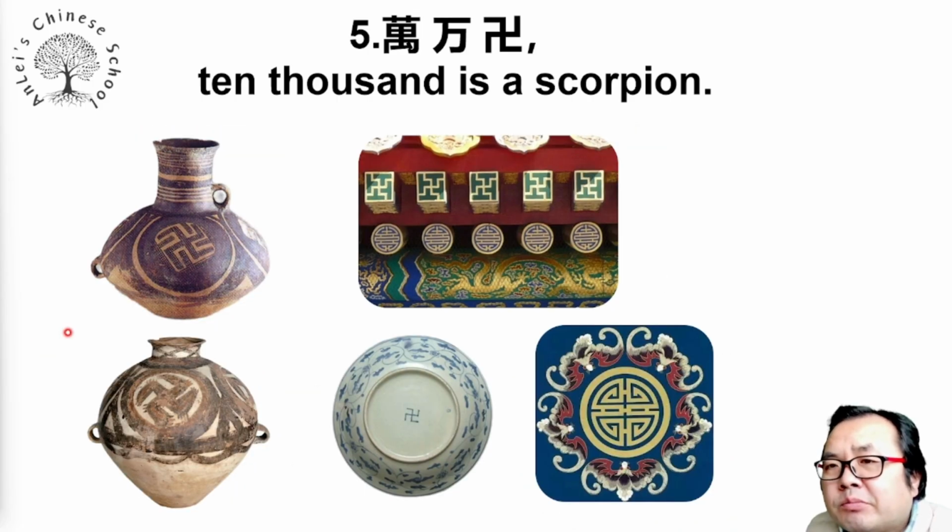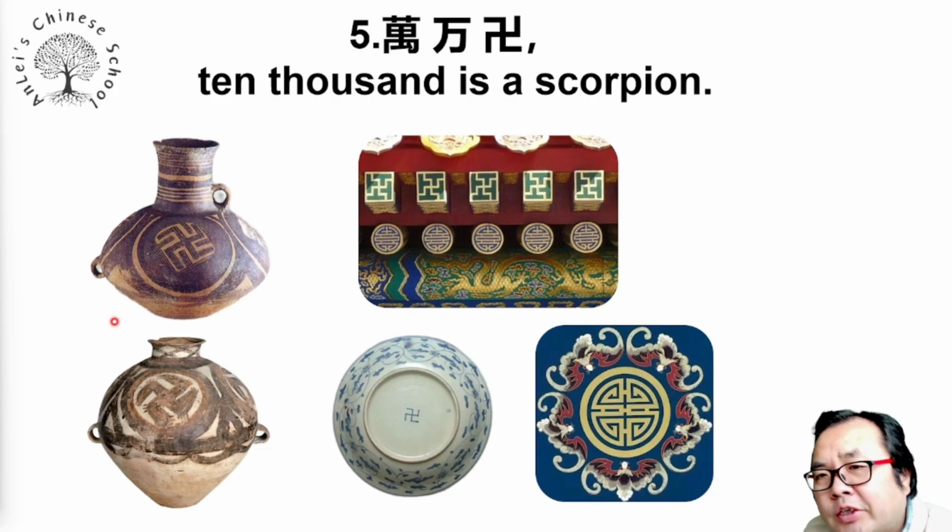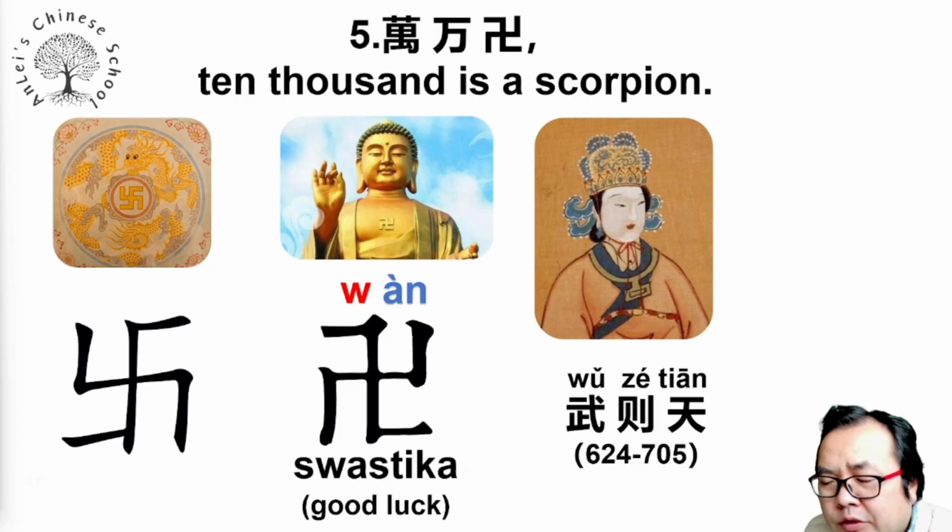Chinese characters are symbols. We found this symbol on pottery over 5,000 years ago in China. It was also on porcelain, on silk fabric, even on traditional Chinese architecture. And what does that mean? This symbol appeared in ancient India, Persia, Greece, and other regions. In ancient India, it was initially a religious symbol, regarded as a symbol of the sun or fire, representing light, auspiciousness, and good luck. I don't know its exact pronunciation, swastika.